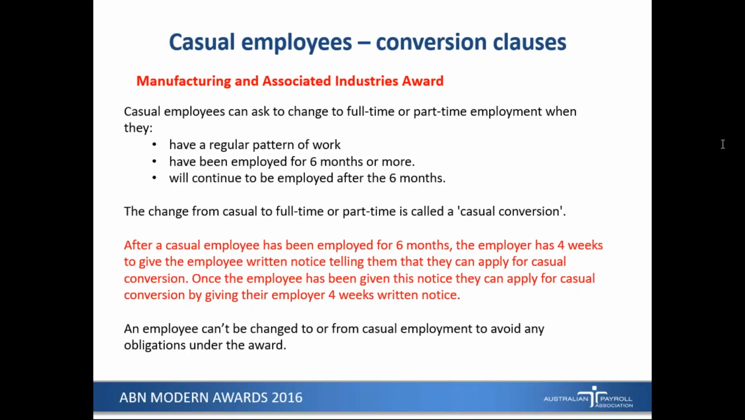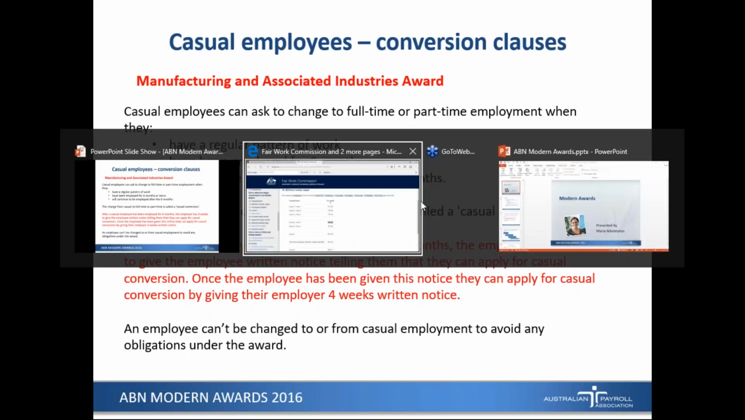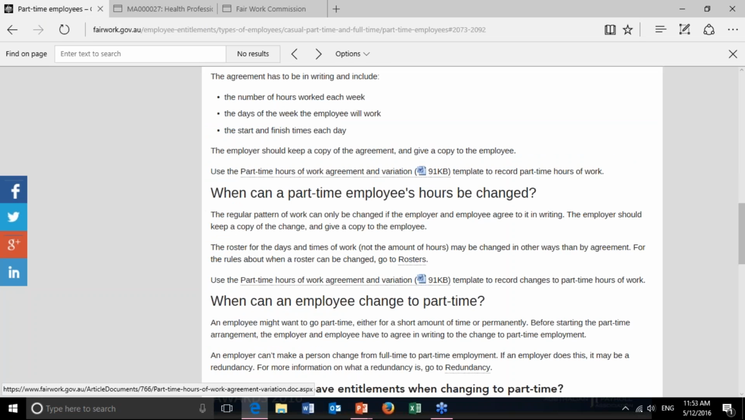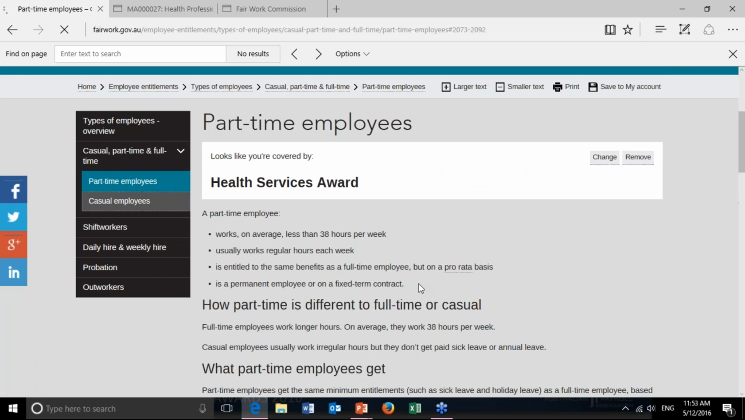All right, let's have a look at the Manufacturing and Associated Industries Award when it comes to these casual employees. Whilst we can look at the award, and I've taken chunks out of it, the easiest way, once again, is to go back to your Fair Work website and have a look. Have a look now at casual employees.